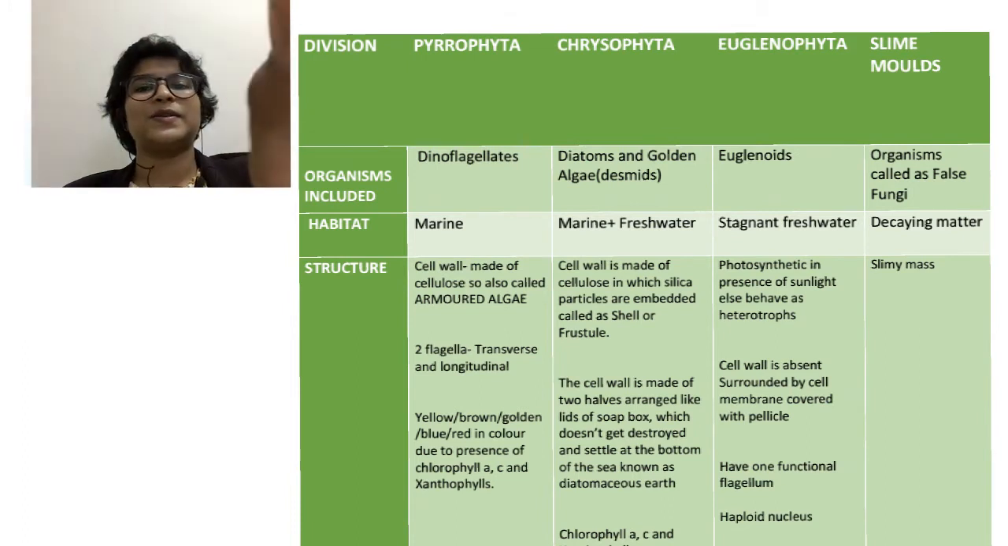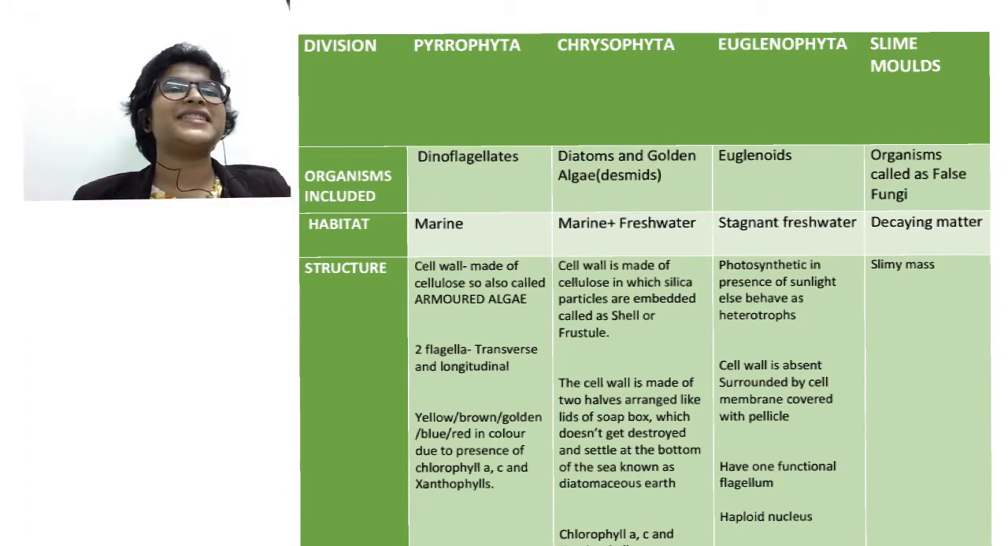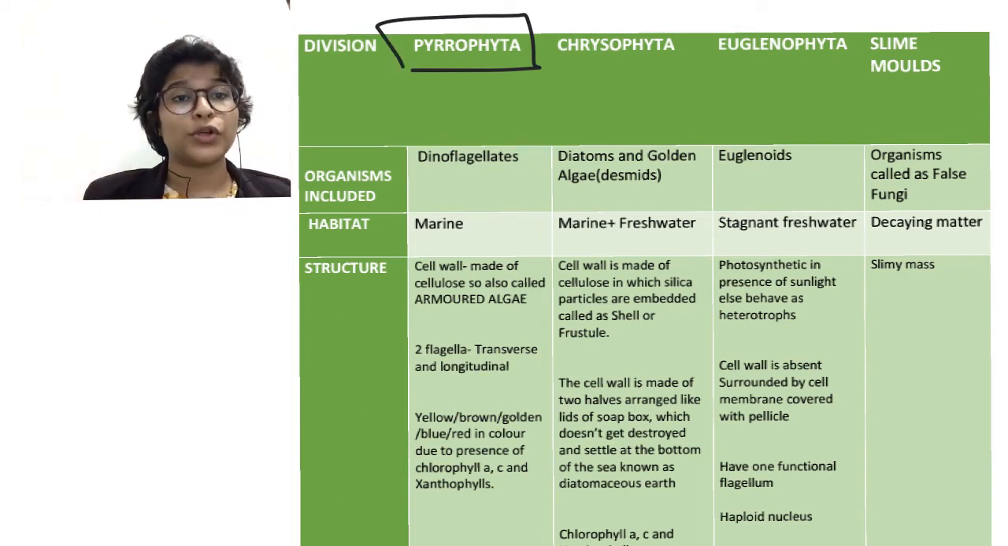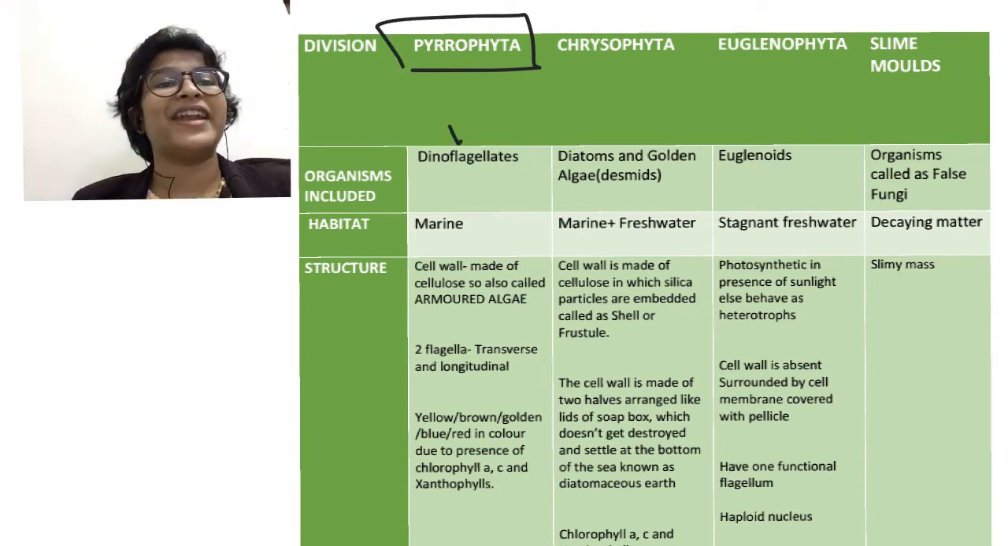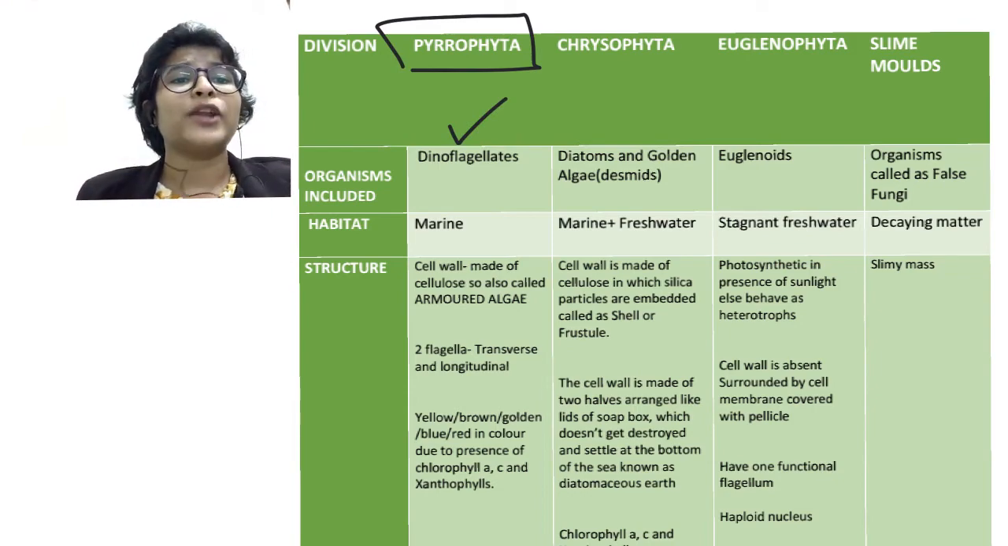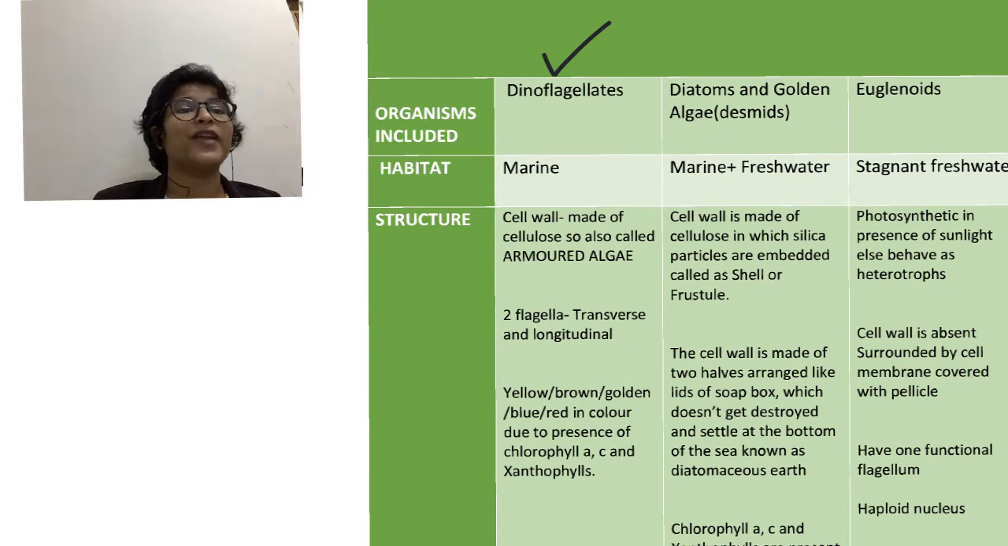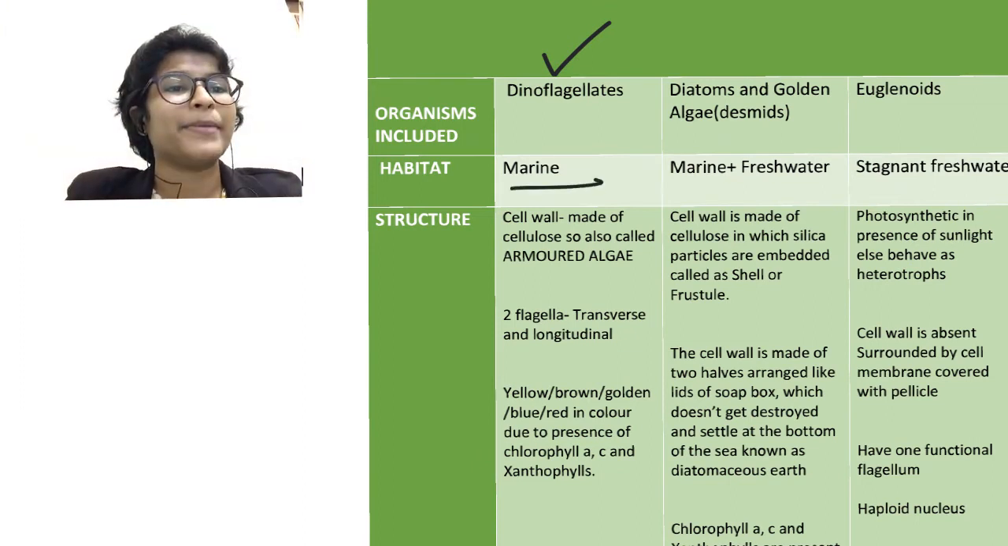Okay, so let's start. The first is पायरोफाइटा. पायरोफाइटा के अंदर कौन से ऑर्गेनिजम्स आते हैं? We have dinoflagellates. अब डायनोफ्लैजिलेट्स कौन से टाइप के हैबिटेट में पाए जाते हैं? Dinoflagellates are found in the marine habitat, ठीक है.